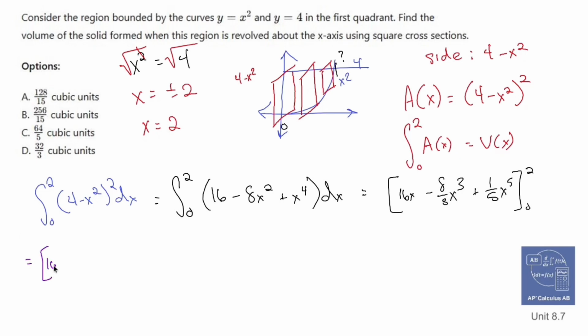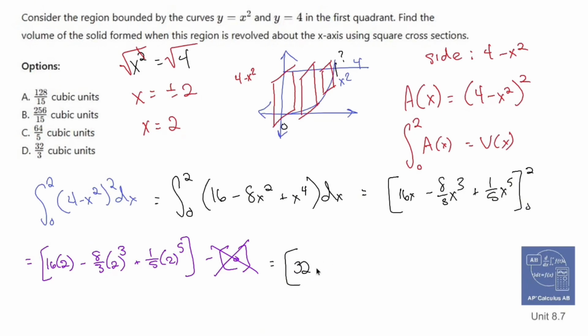So we get 16 times 2 minus 8/3 times 2 cubed plus 1/5 times 2 to the 5th, minus... If I plug in 0, all three of those terms become nothing. So let's not overcomplicate things, shall we? We're this far into calculus, we don't need to overcomplicate things. You become 32. 2 to the 3rd power is 8. 8 times 8 is 64, so minus 64 over 3. 2 to the 5th is 32, so 32 over 5.